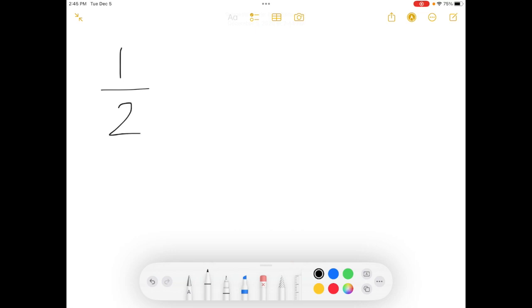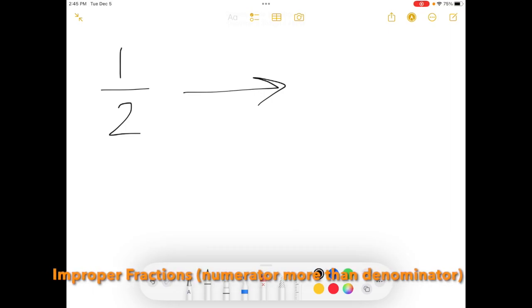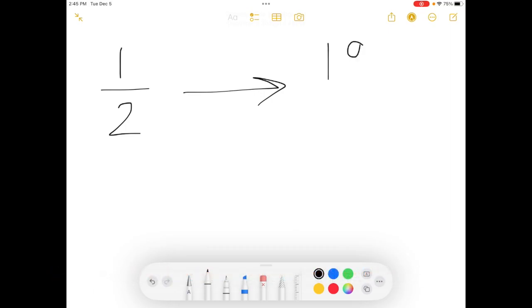We don't have a whole thing. We have part of a whole, okay? And to remember then what an improper fraction is, improper means wrong, incorrect, not right. So an improper fraction is whenever we have a numerator on the top that is bigger than our denominator on the bottom, okay? And so that is improper.